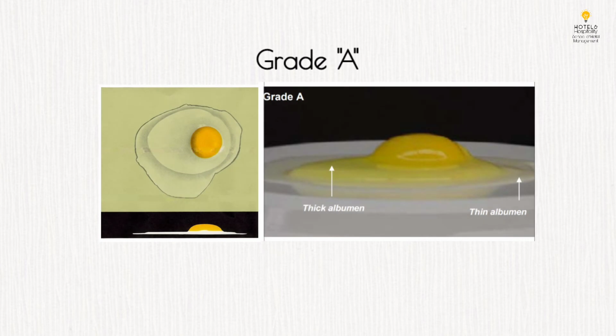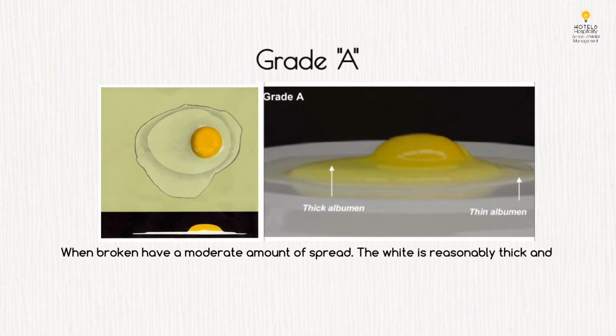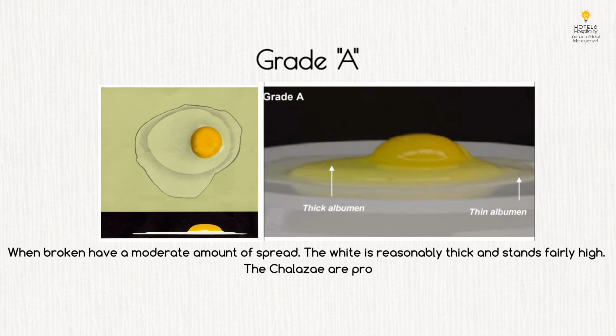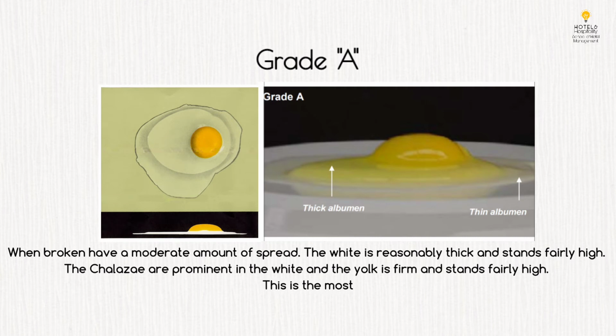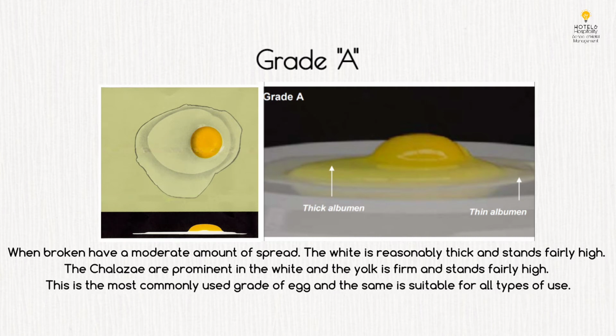A grade egg, when broken, has a moderate amount of spread. The white is reasonably thick and stands fairly high. The chalazae are prominent in the white and the yolk is firm and stands fairly high. This is the most commonly used grade of egg and is suitable for all types of use.